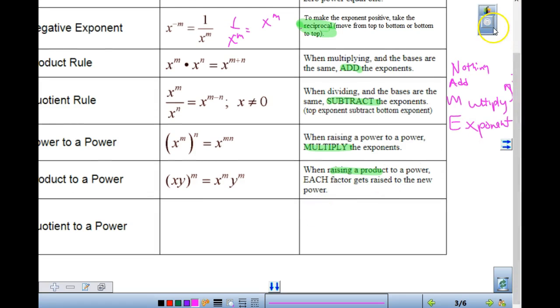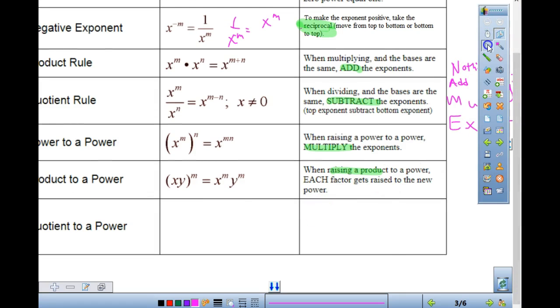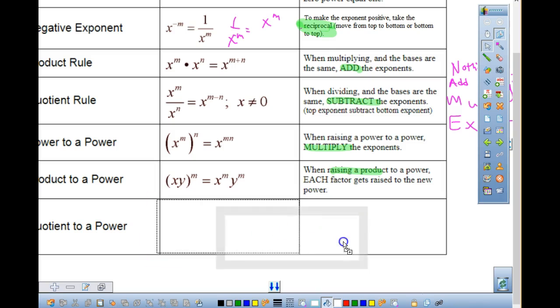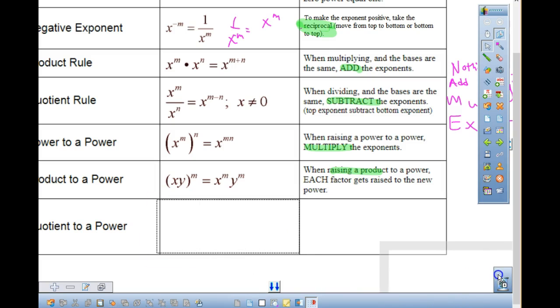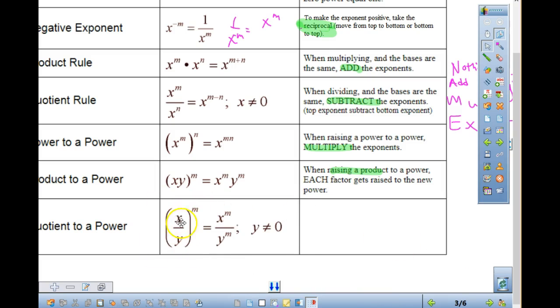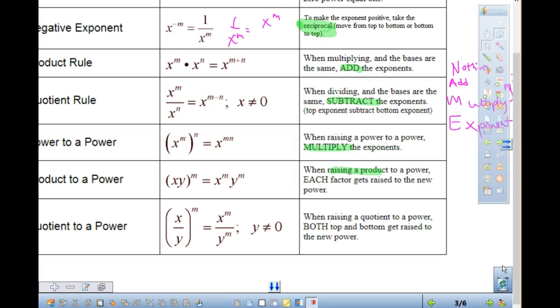The quotient to a power, that's just our last one. It's very similar to the product to a power and the power to a power. It's just saying that when you have that fraction to the exponent, and again, you're always going to notice that they usually tell us something can't equal 0 with those fractions because division by 0 is impossible or it gives us undefined. Raising a quotient to a power, you've got to just make sure you're doing both to that power.